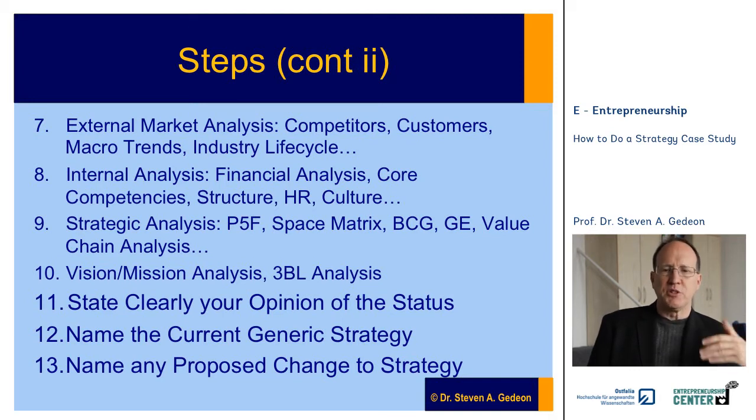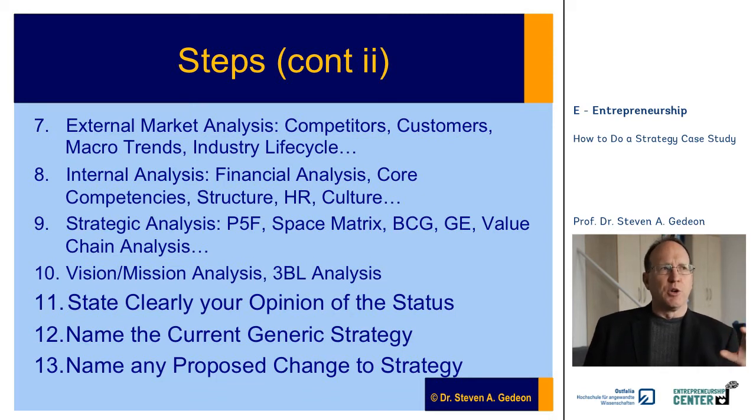Look at your core competencies, the structure, HR culture, all those other internal company analysis tools. Again, you're filling up pages of notes that you'll use later on before you start writing anything. Number 9, you then do your strategic analysis. And again, there's Porter's 5 forces, there's the space matrix, there's the Boston Consulting Group and General Electric matrix, value chain analysis. There's some really good strategic analysis tools that you should go through. And again, you're doing this for your own rough notes. Vision and mission analysis, your triple bottom line, people, profit, planet analysis.